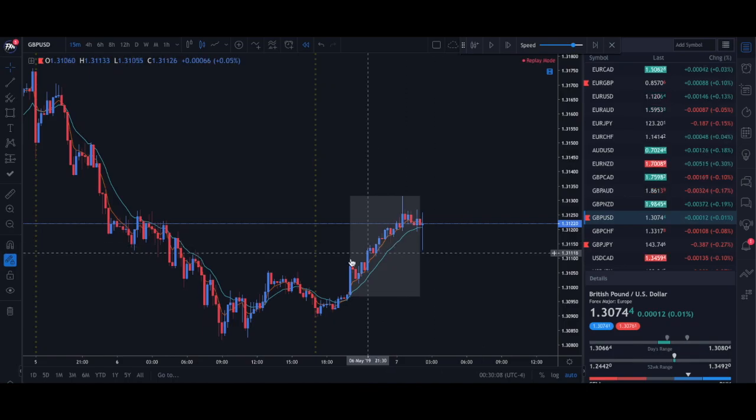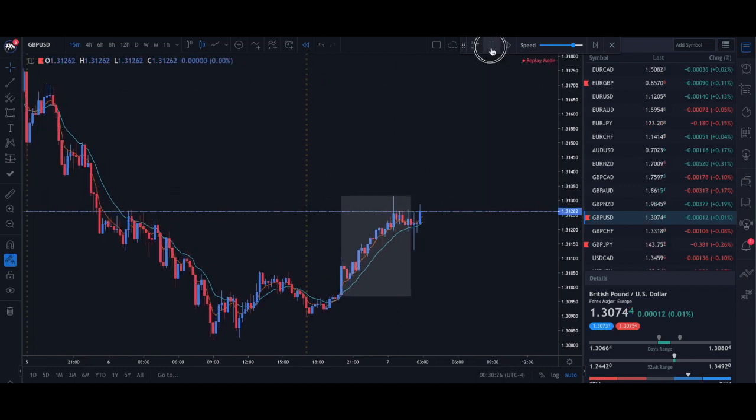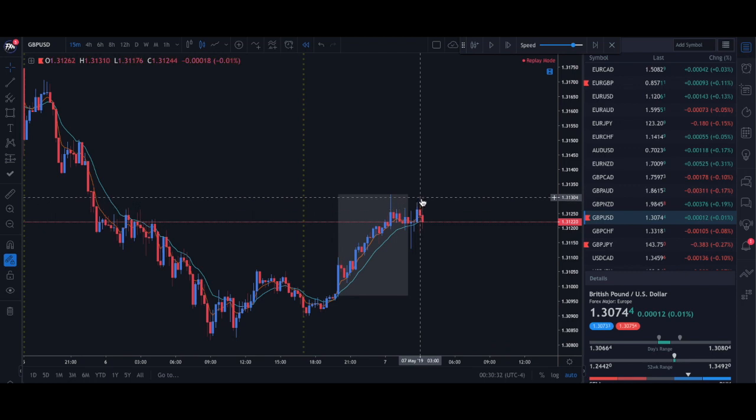All right, so let's see. Right now, so far, right out of the box, we have a potential type 2 setup right here. If this is the first leg here, let's see what happens. You see that? So here's the first leg, comes down, there's the second leg, right?